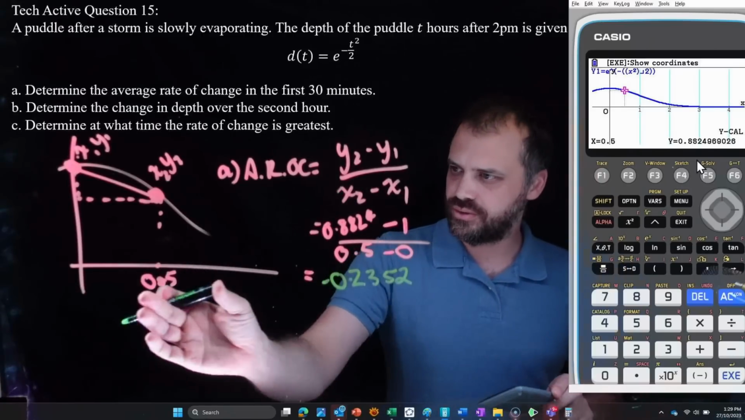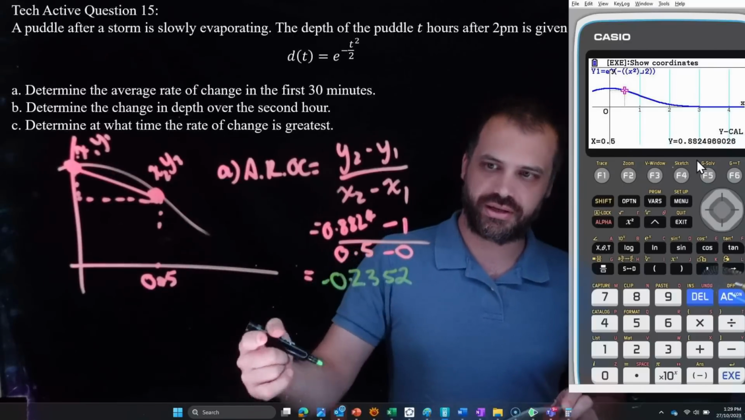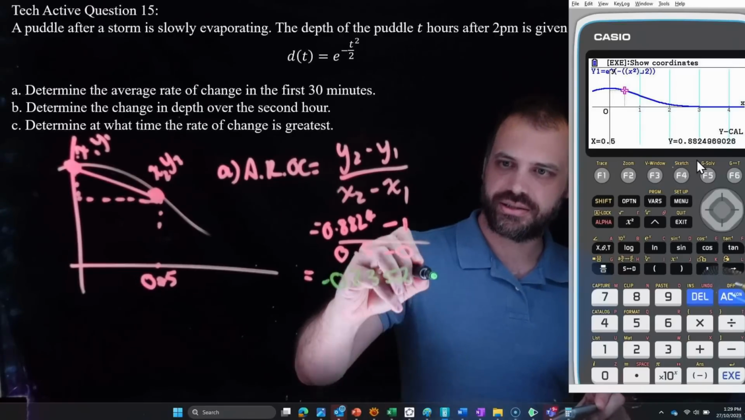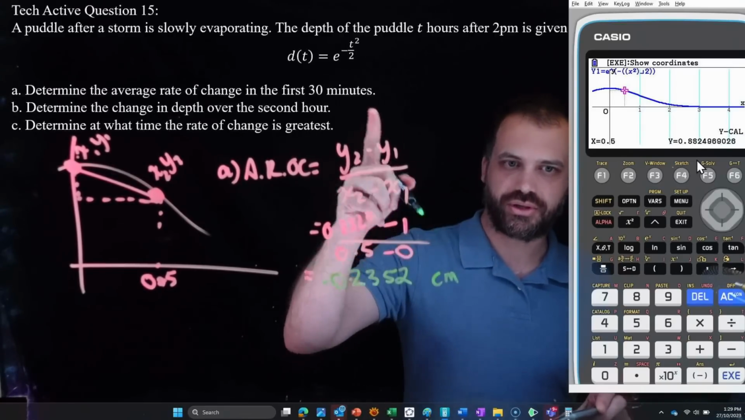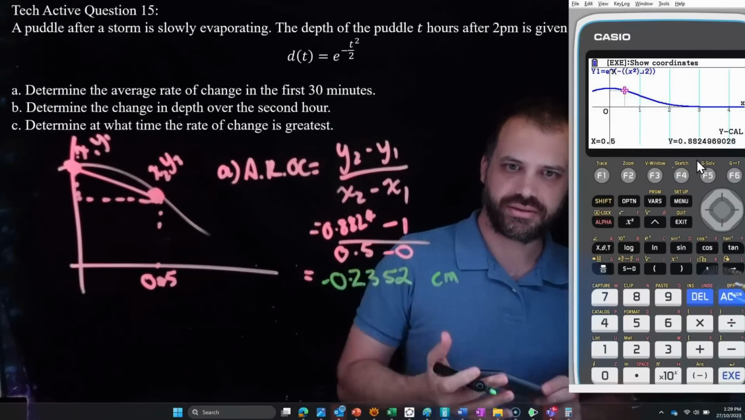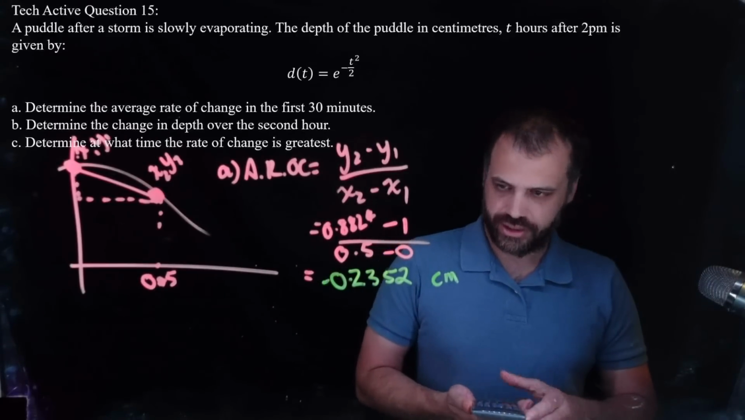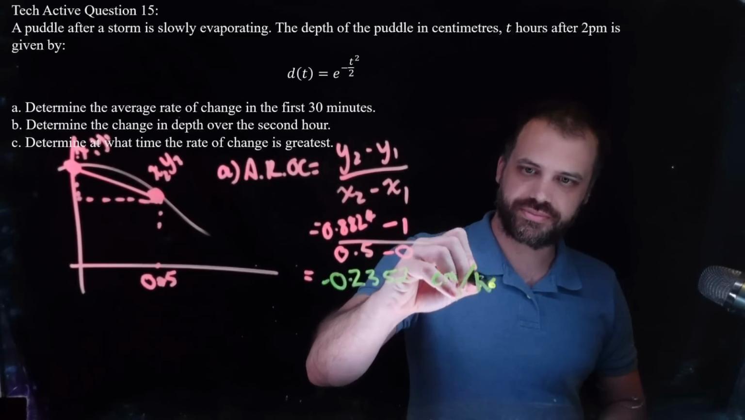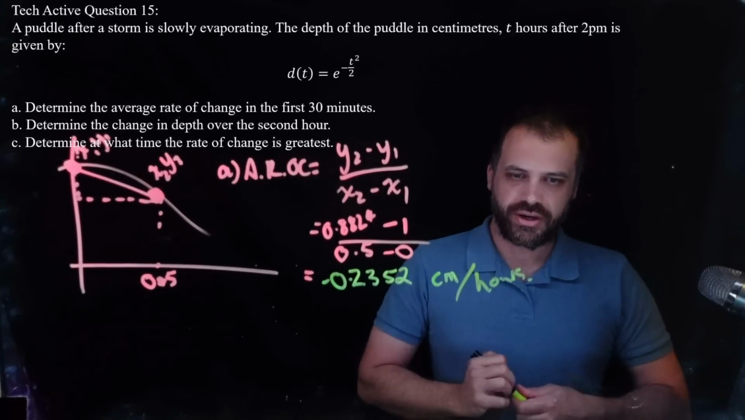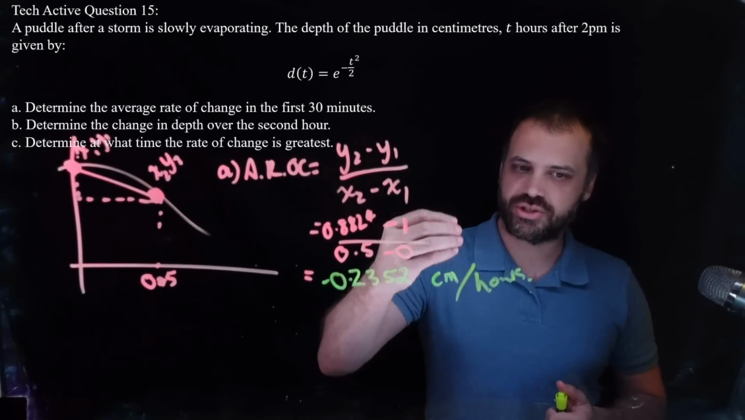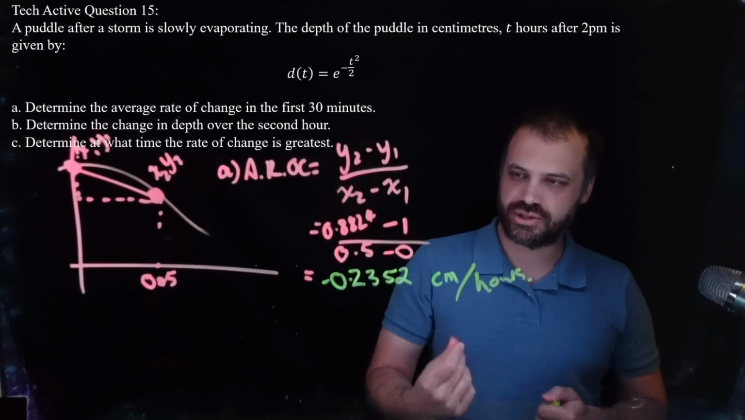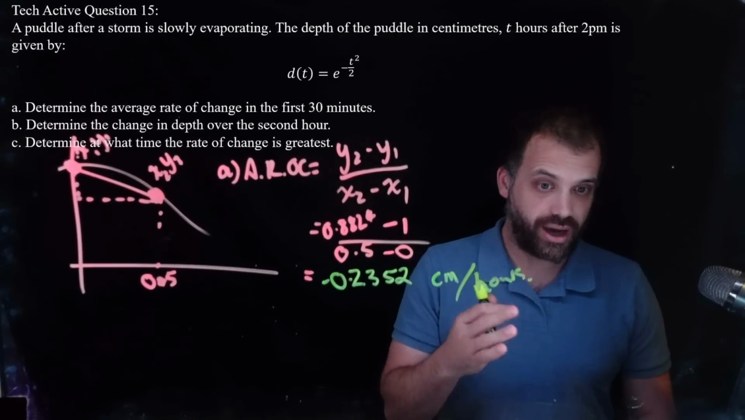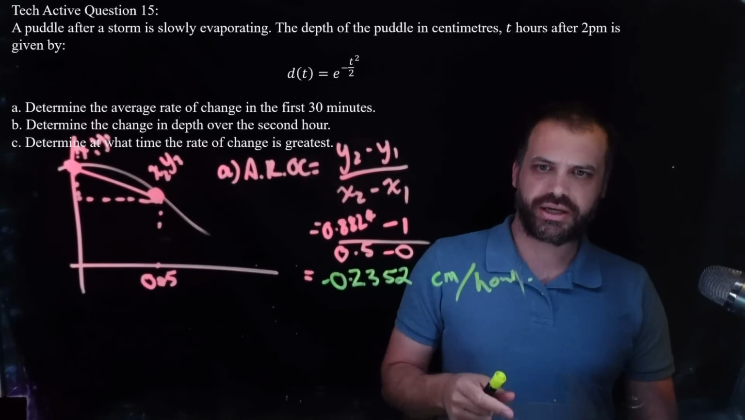So we've got to use the units that we've been given. So it's actually changing at a rate of this many centimeters, because we're told that the depth is in centimeters, I think. Well, now we do, anyway. So let's go with centimeters per, and then the time is in hours. All right, so what does that mean? For the first 30 minutes, it's going down at a rate of 0.23 centimeters per hour. Okay, so that's part A.